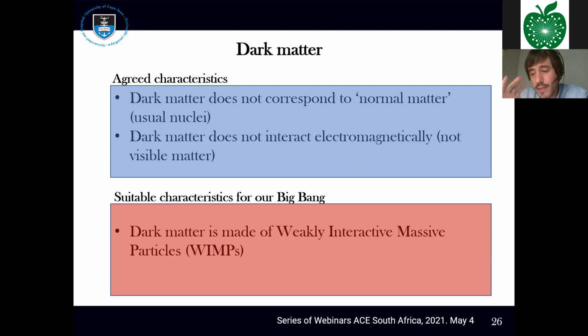So the mass of those particles is quite large if we compare it with the masses of well-known particles. Okay, so here we have the characteristics: dark matter does not correspond to usual nuclei. Dark matter does not interact electromagnetically, so it's not visible matter. And a suitable characteristic is that dark matter is made up of WIMPs, okay, weakly interactive massive particles.